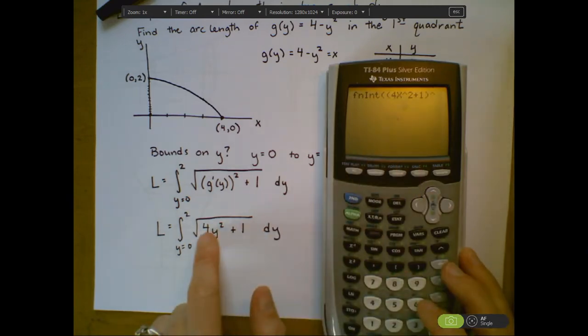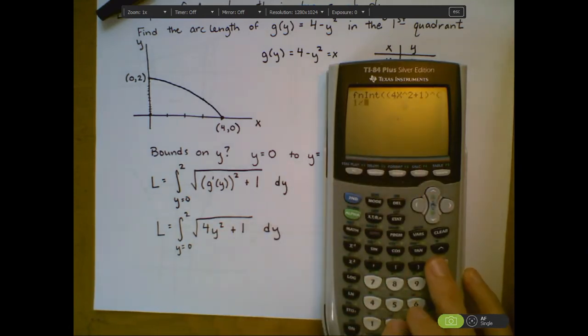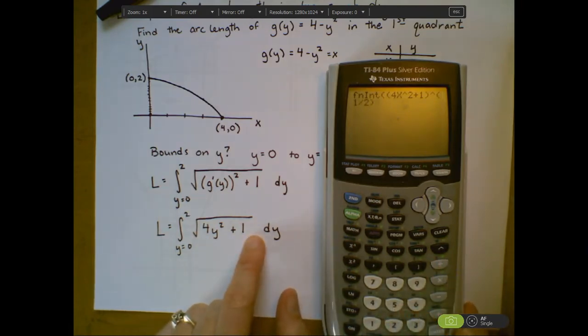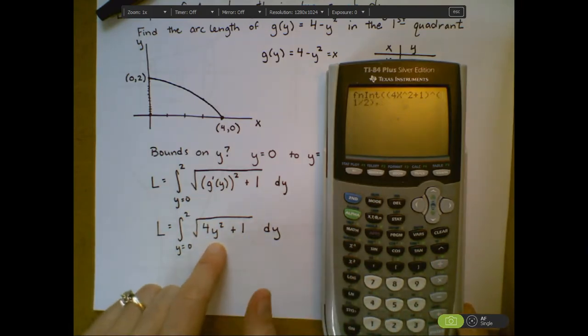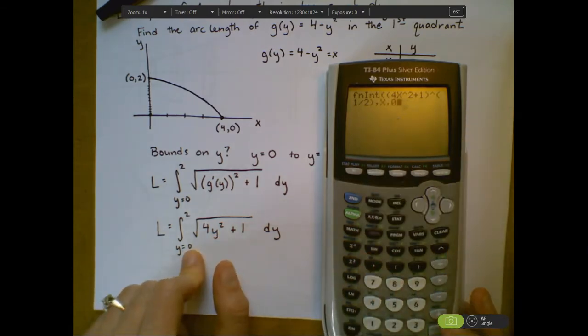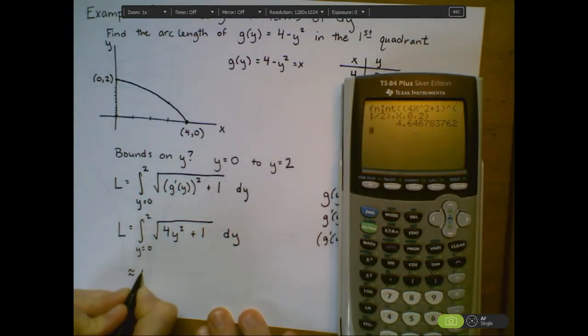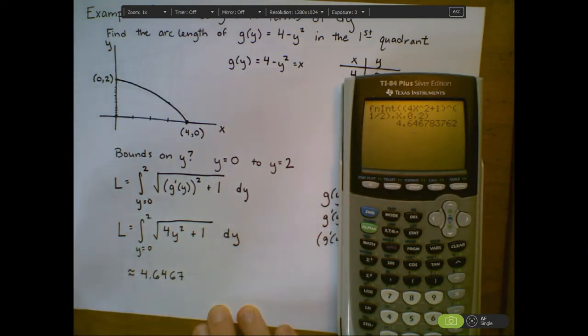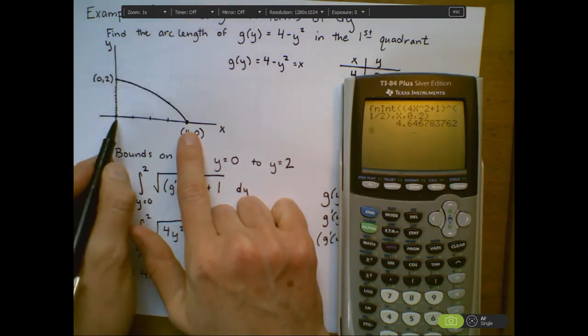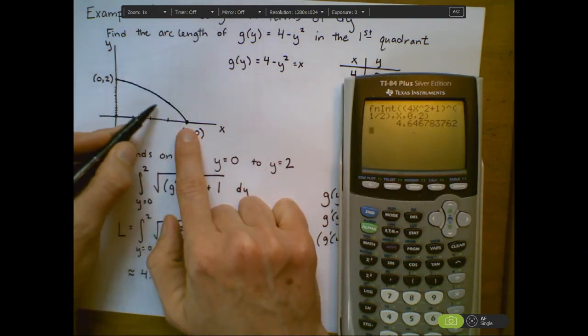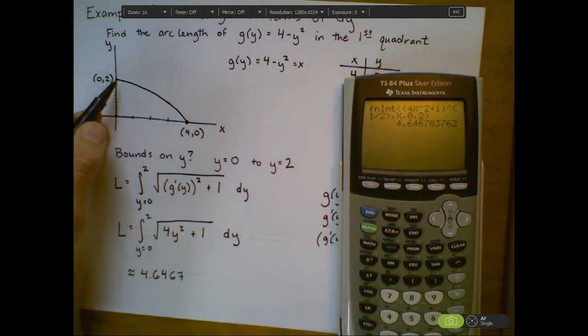So I'm taking this innermost function and raising it to the 1/2 power. That's the same thing as square rooting, comma. I'm integrating with respect to x in this case, and my bounds are going from 0 to 2. When I close this parenthesis, it gives me my value. So this is approximately equal to 4.647. And looking at this picture, that makes some sense because this distance is 4. We would expect that this distance would be larger than 4.